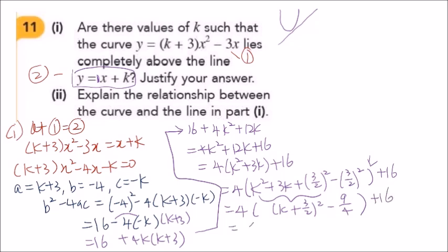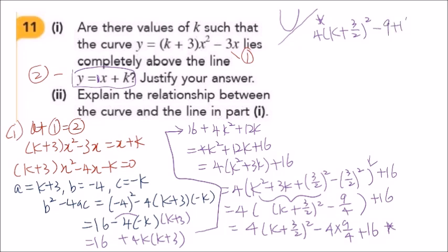Multiply the 4 in. 4 times 9 over 4 plus 16. I'm going to continue it here. And then I'll get 4 bracket k plus 3 over 2 squared minus 9 plus 16. Minus 9 plus 16 will give you positive 7.